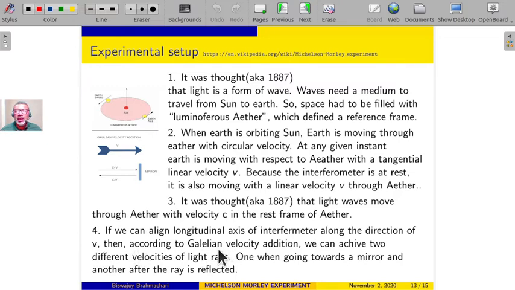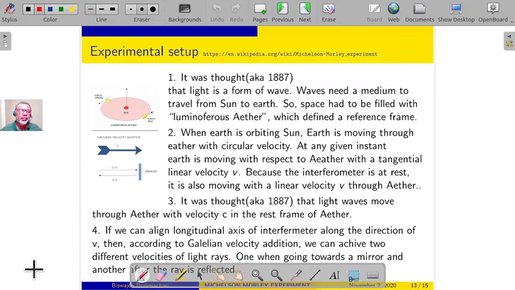then according to Galilean velocity addition, we can achieve two different velocities of light rays. One when going towards a mirror and another after the ray is reflected. So we can draw. This is one arm of the interferometer. This is another arm of the interferometer. This is the velocity direction.